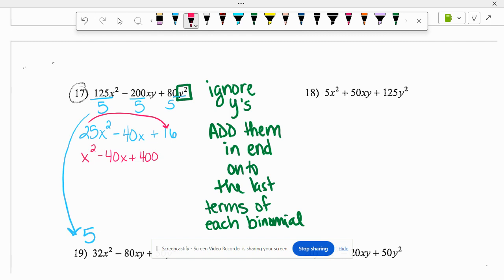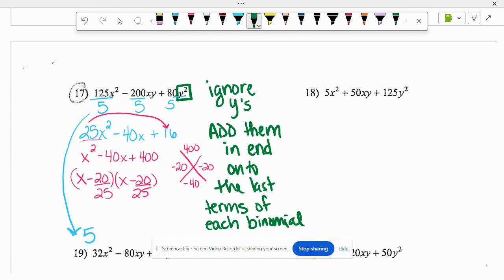So I'm looking for two numbers that I can multiply together to get 400, but when I add them, I get negative 40. What about negative 20 and negative 20? Negative 20 times negative 20 is a positive 400. Negative 20 added to negative 20 is negative 40. So this is going to be x minus 20 times x minus 20. But don't forget, I need to divide both of my factors by 25.